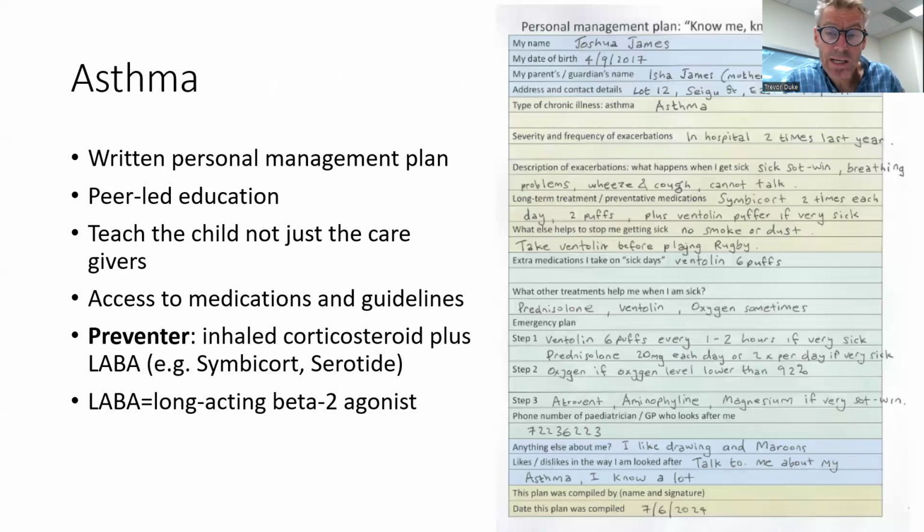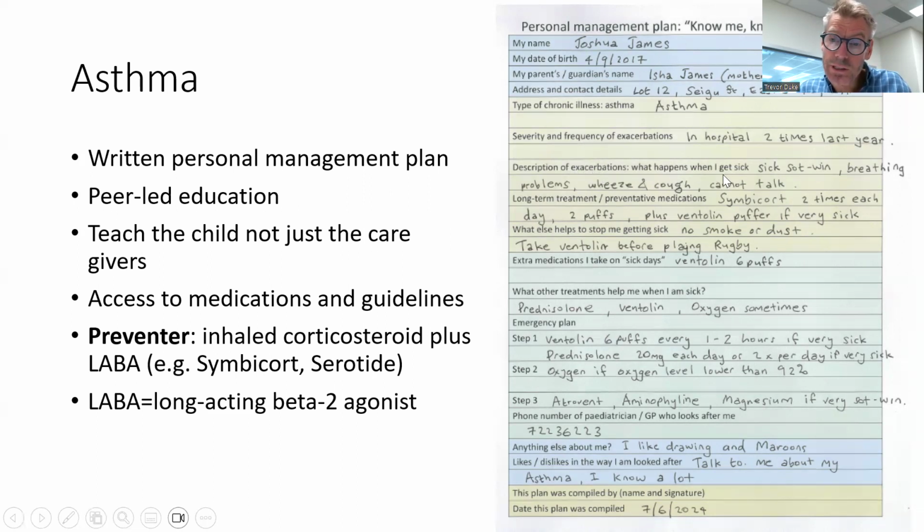The first thing about asthma is that it's very important to have a written personal management plan. And this is a management plan for a child who has chronic asthma, and these plans are on the Paediatric Society website. But they're simple plans that children can have that say something about themselves and something about their type of disease, something about their asthma and how severe it is, in terms that people and the child themselves will understand. So this child has described his asthma.